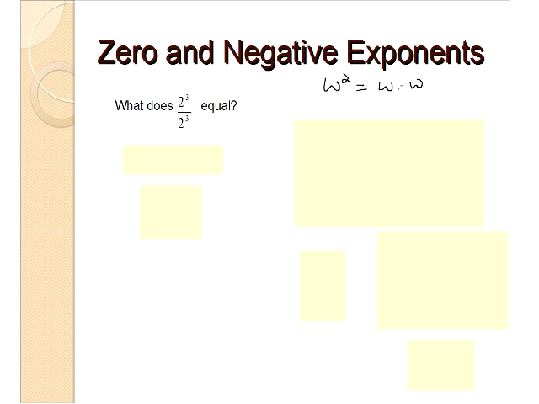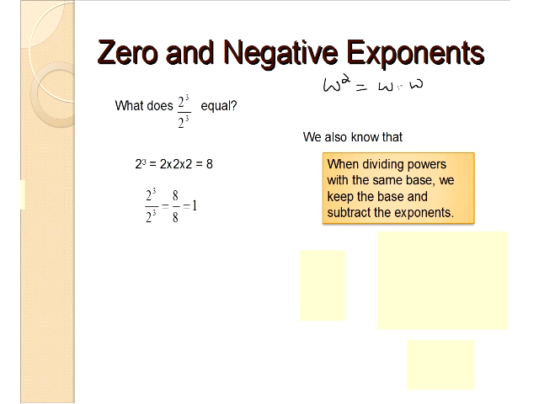So, for instance, what does 2 to the 3 divided by 2 to the 3 equal? Well, we see that 2 to the 3 is just 8, and 8 divided by itself is always 1. So the answer here has to be 1. But of course, we could apply the laws of exponents here. When we're dividing powers of the same base, we keep the base and subtract the exponents. And what we would get there is 2 to the 3 divided by 2 to the 3 would be 2 to the 0. Keep the base and subtract those exponents.